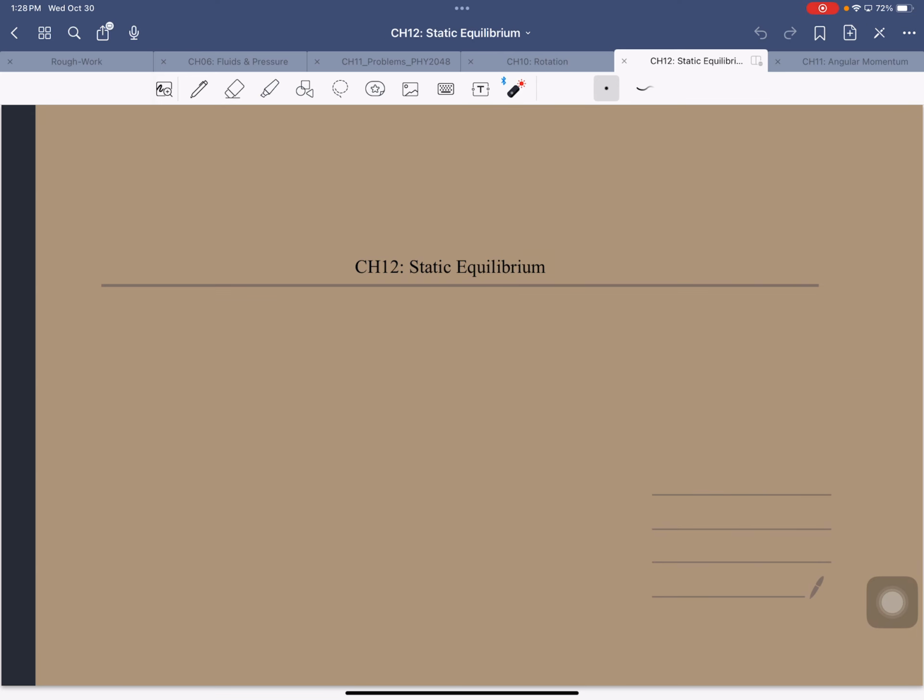All right, so in this chapter, it's called static equilibrium, but that's only half the chapter. So we'll study two things: static equilibrium plus elasticity.